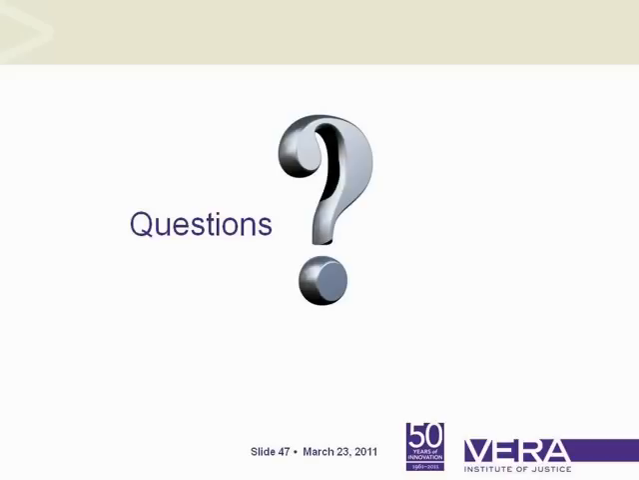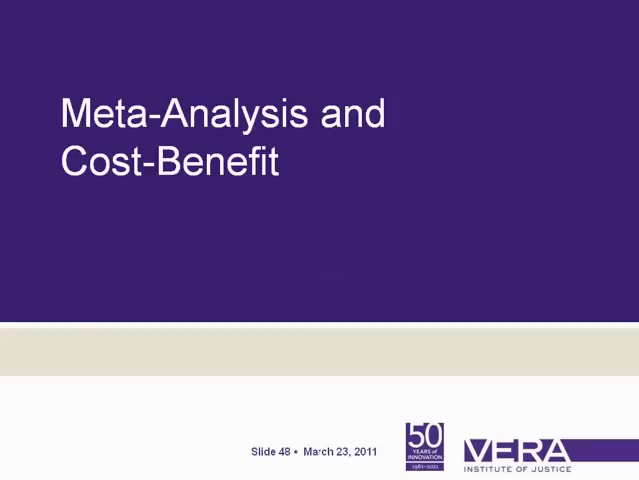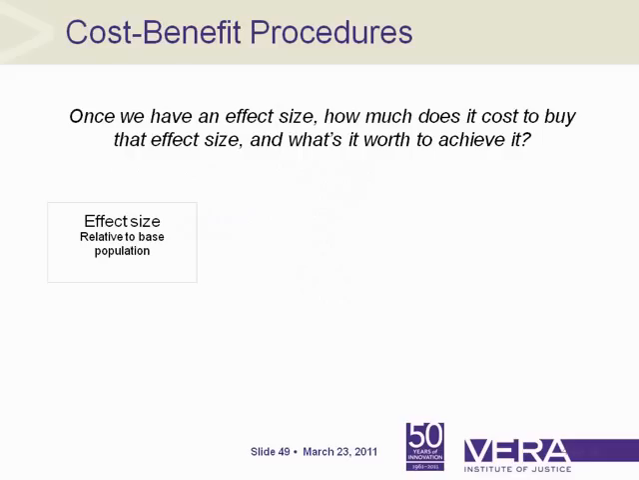Okay, so moving on then. Meta-analysis and cost-benefit, how do they go together? Once we have our unit of measurement, our effect size, we want to know how much it costs to buy that effect size and what it's worth to achieve it. The effect size, remember, is relative to the base population, or people who don't participate in the program.